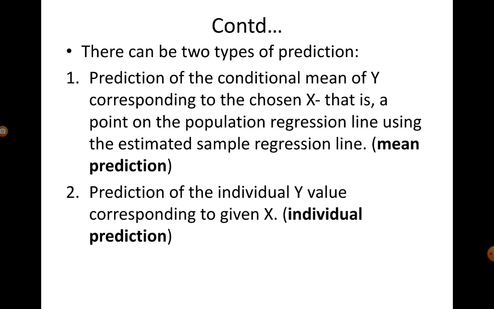Now, when it comes to prediction, you can think of two types of prediction. The first type, we call it the mean prediction, is you're trying to predict the conditional mean of y corresponding to the chosen x. That is, remember your population regression line is called the conditional mean line or the conditional mean function. If you remember from our example, maybe I can just draw and show you.